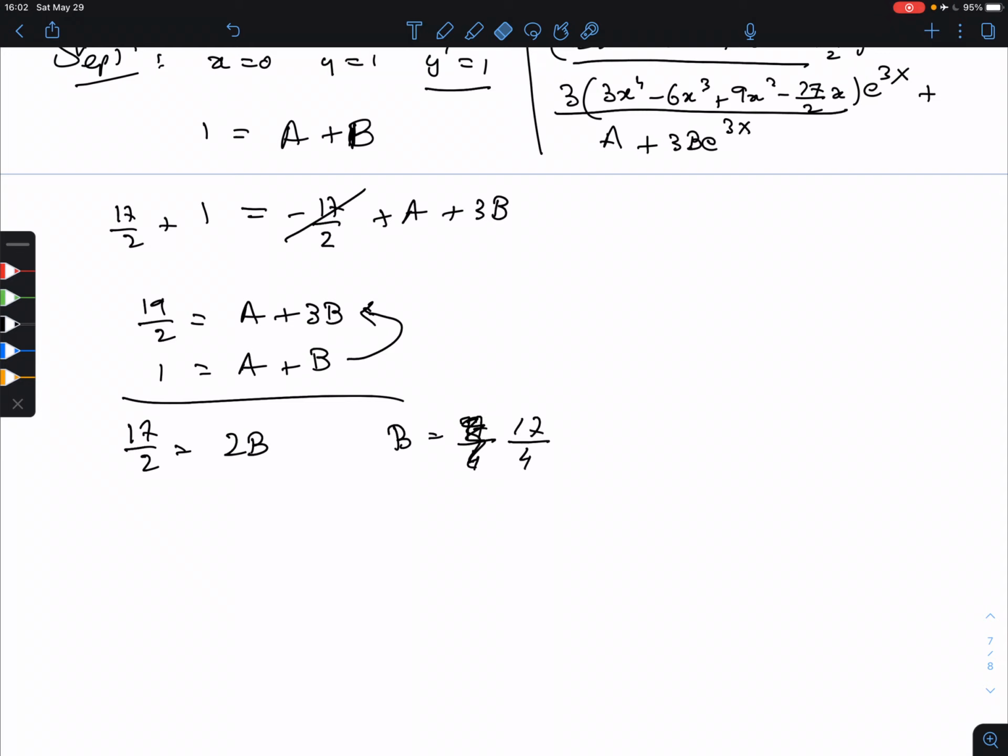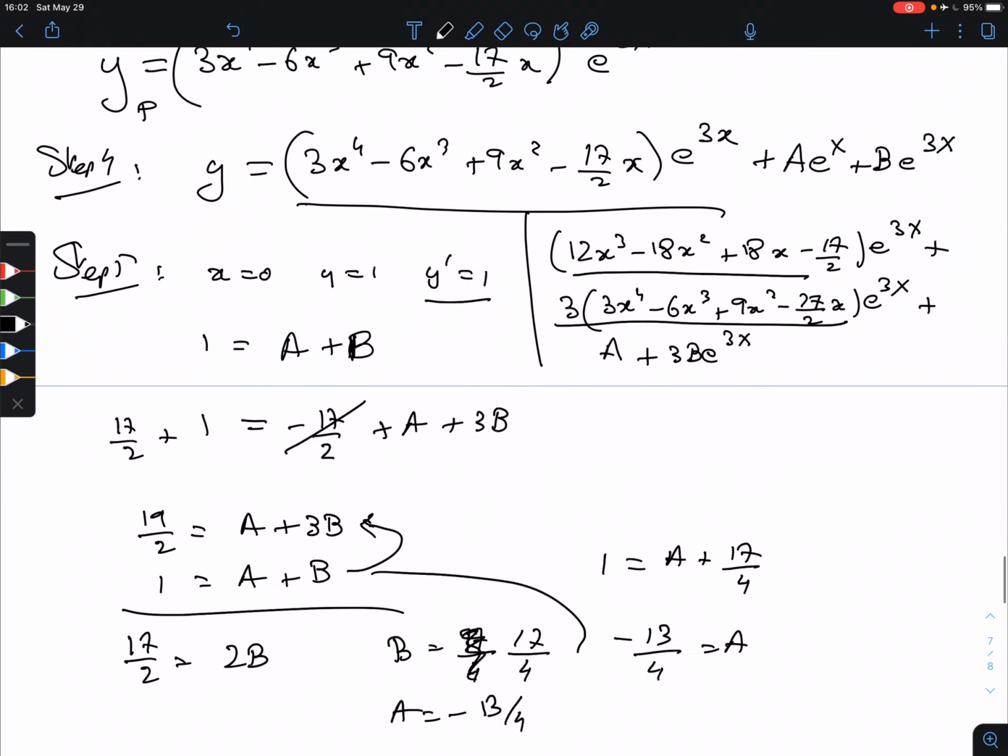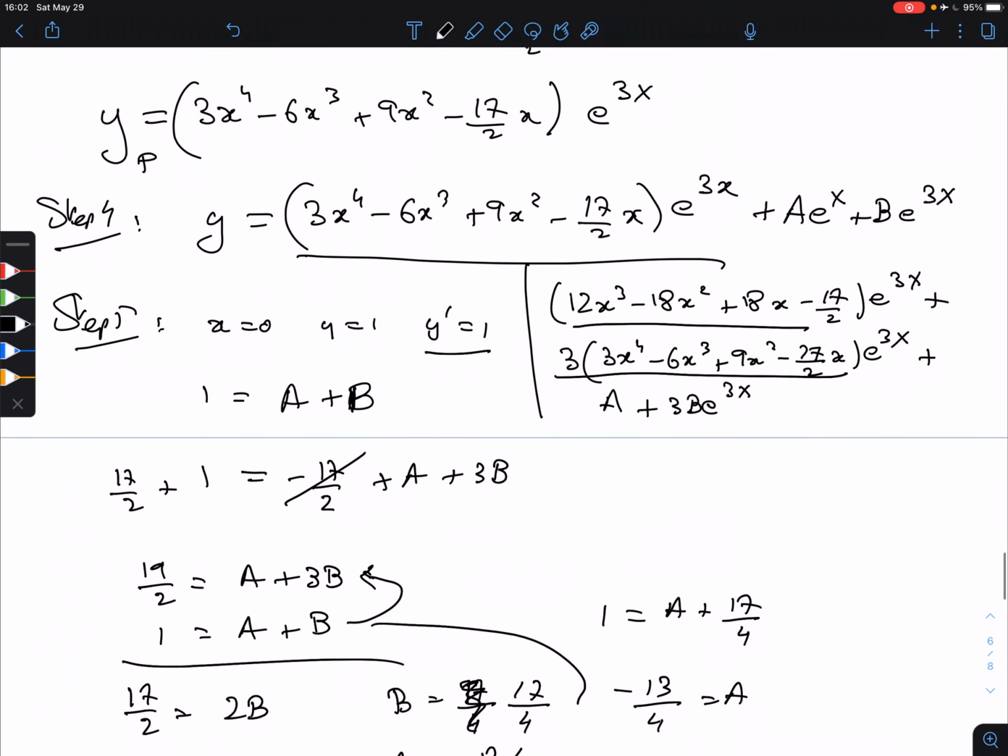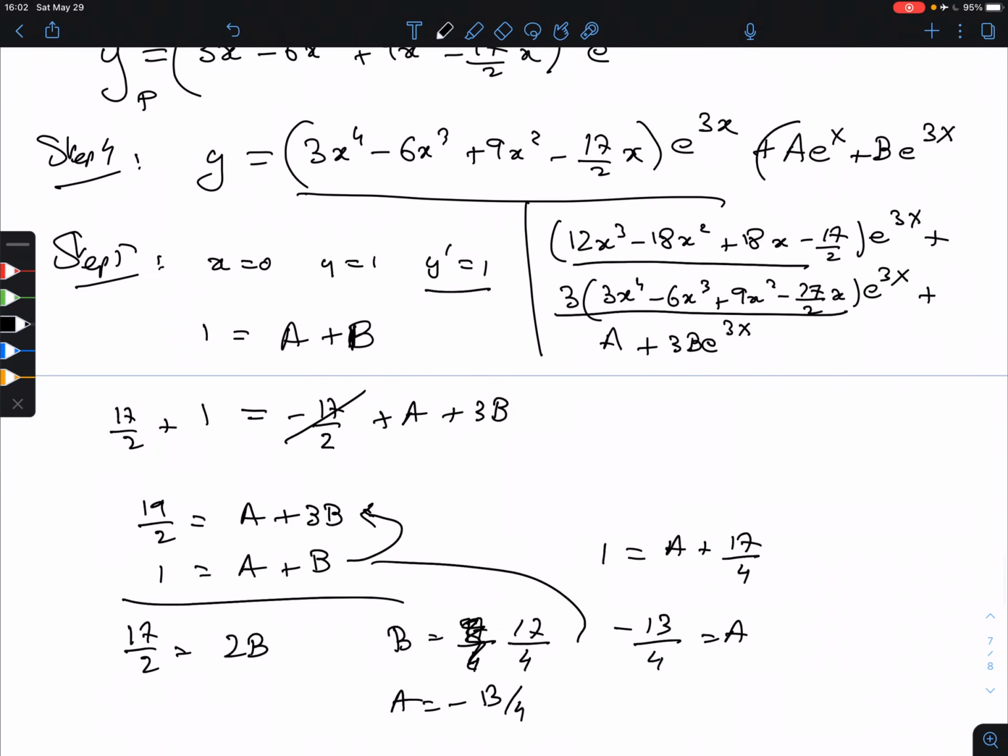17 fourths, and then a is equal, you can plug this in here. Plug it in here, so 1 equals a plus 17 fourths. So that means, if I bring this to the other side, minus 13 fourths is equal to a. And if I didn't make any mistake, which is not guaranteed, I can write down the solution now. The actual solution here is with these two coefficients. But let's not waste time writing it down.